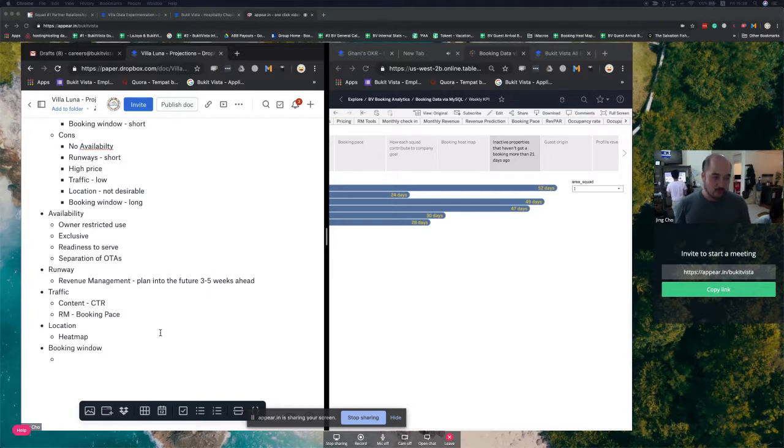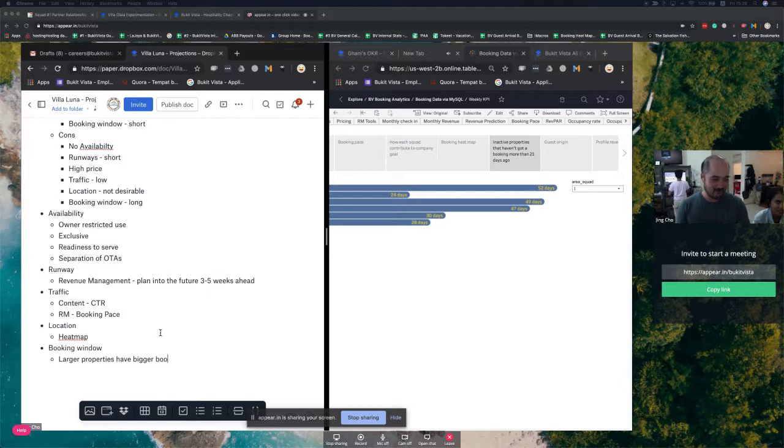All right, booking window is pretty simple. What is the general rule for booking window? I cannot think of it right now. Okay. Larger properties have bigger booking windows.